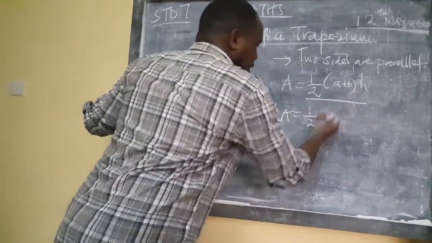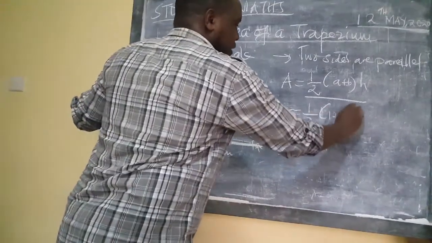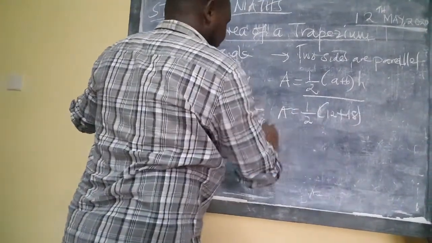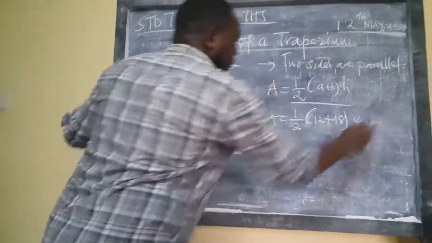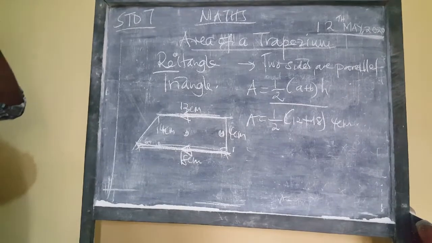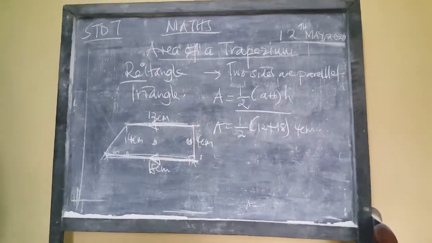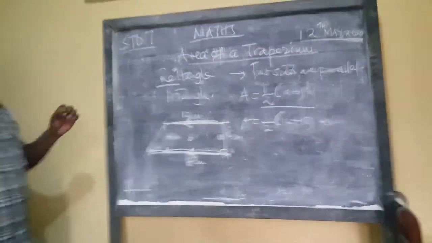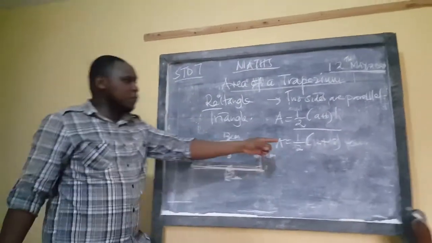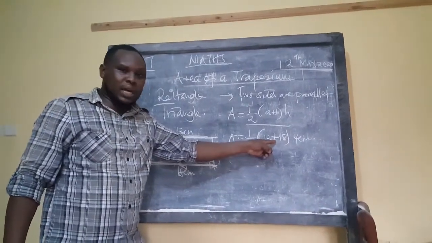A plus B is 12 plus 18, and then the height is 4 centimeters. I want you to see that, Lana. Half times (A plus B), and then on the other side, 4 centimeters. Remember what we did about BODMAS? That we are supposed to calculate what is in the brackets first. So brackets come first.